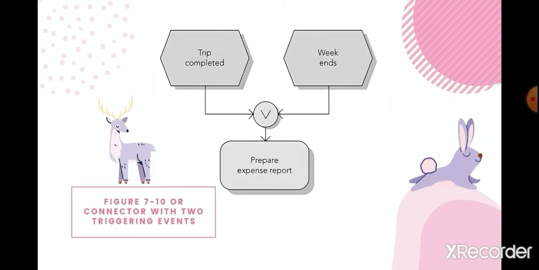The next one is the OR connector with triggering events. It indicates that preparation of the expense report can be triggered by either of two events, the end of the trip or the end of the week. It is possible that more than two events could trigger the function.